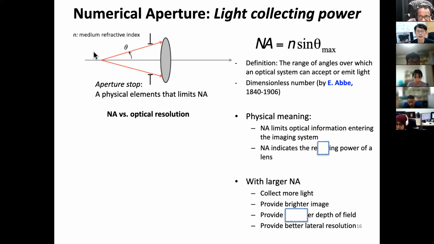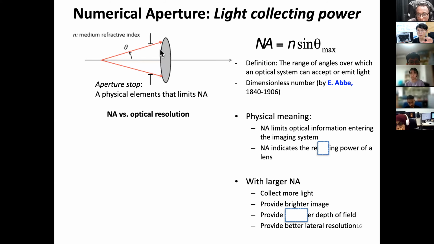However, these mediums sometimes are not air anymore, so you put in a more generalized refractive index. So n sine theta is the one you have to remember, and sine theta is always less than 1 or the same, but with this refractive index, you can have a numerical aperture higher than 1, which means you will have a better resolution in the end. What's the meaning of this limit?